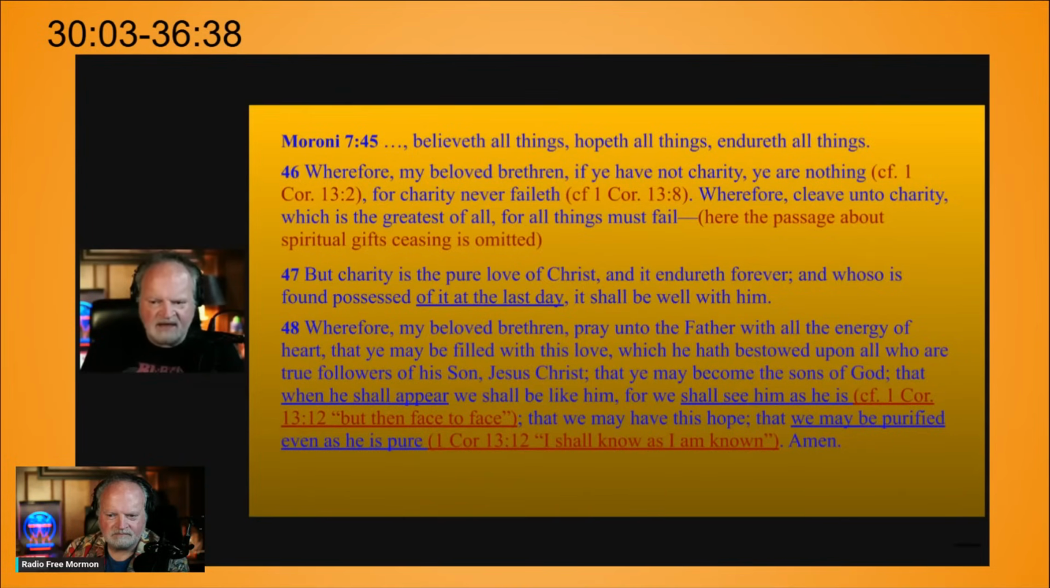Now, that expression is taken from 1 Corinthians 13:2. So he has to go back earlier in 1 Corinthians 13 for that expression. But then he goes on, for charity never faileth. That's from 1 Corinthians 13:8. Wherefore, cleave unto charity, which is the greatest of all, for all things must fail.